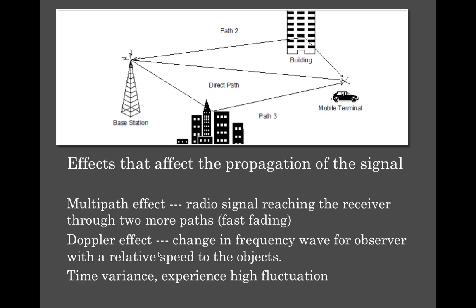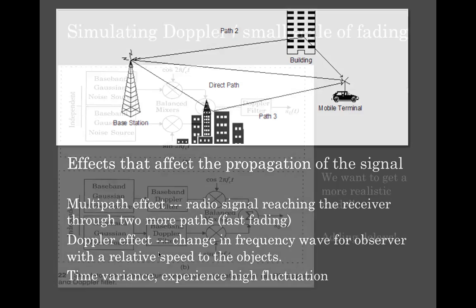Another problem is that we may experience the Doppler effect. For example, when we receive a call in a train or in a car, we are moving at a very high speed. The change of frequency means the frequency received may not be the same as the one transmitted from the base station. So we experience high fluctuation.